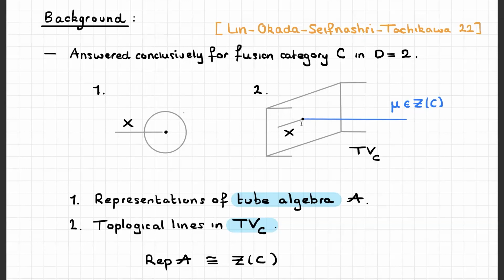And so the picture looks something like this. So here's the boundary. That's where the 2-dimensional theory lives, or will live after you collapse the sandwich. And the idea is that representations of the tube algebra are labeled by line defects, topological lines in the bulk. And this captures physically a very well-known equivalence of braided fusion categories between the Drinfeld center of C and the representations of this tube algebra A.